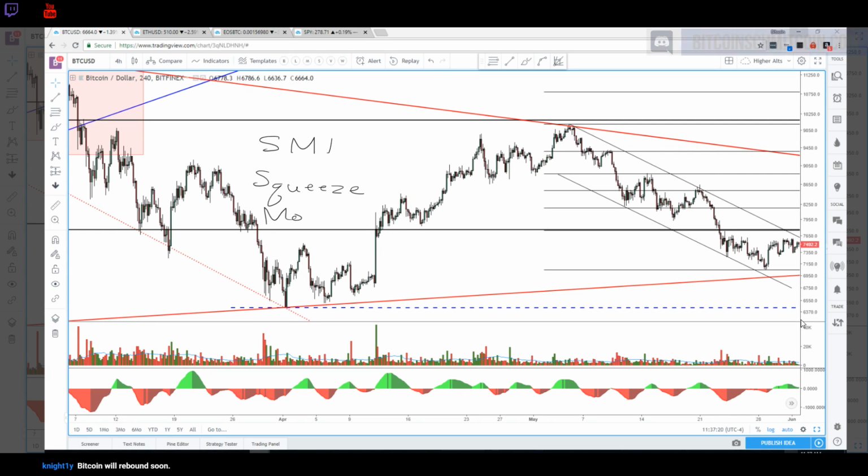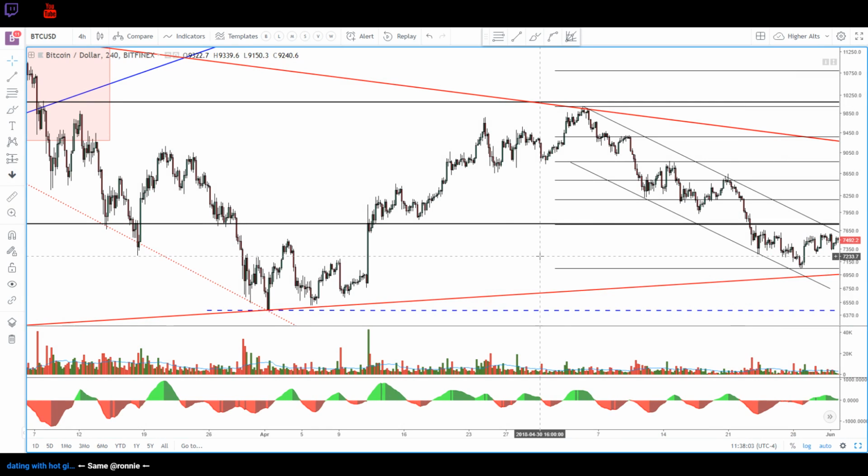squeeze momentum indicator, and that's by Lazy Bear. So it's a tool that I'm still playing around with, but if you're interested, check it out. Let me know your thoughts. And maybe we can come up with some good time frames.